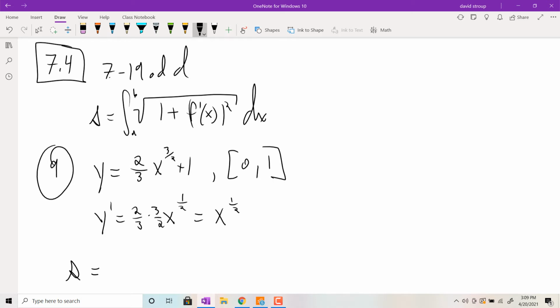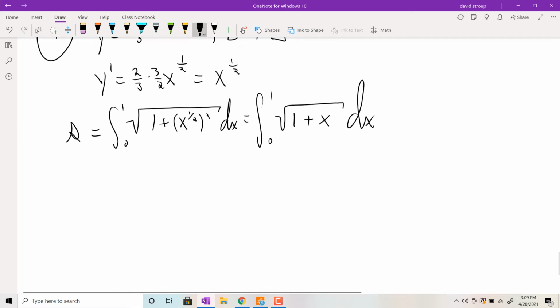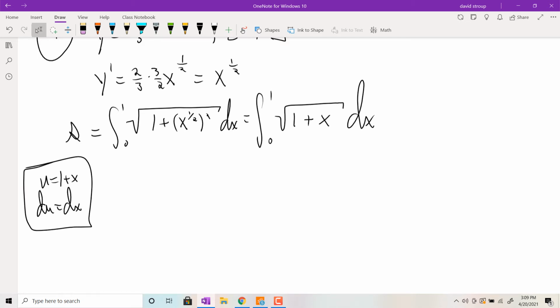Then the arc length will be the integral from 0 to 1 of the square root of 1 plus x to the 1/2 squared dx. That will be the integral from 0 to 1 of the square root of 1 plus x dx, since x to the 1/2 squared is just x. Then if you want, you can do a u sub. It's not necessary though, because du is just dx, so there are no constants to speak of. So the integral of the square root of u du, if you wish. Rewrite it so you can do a power rule on it.